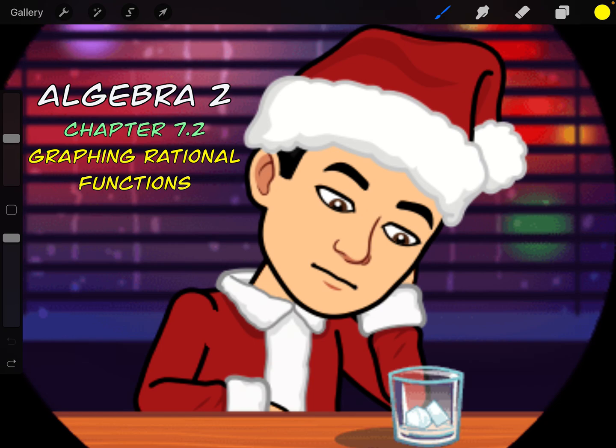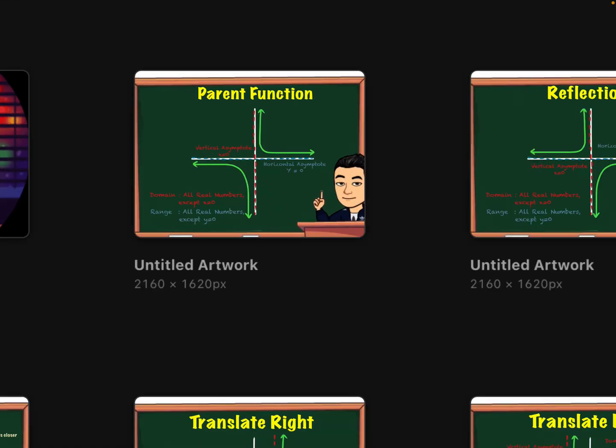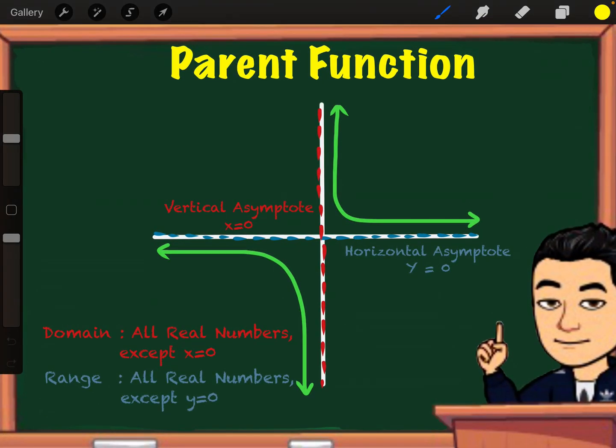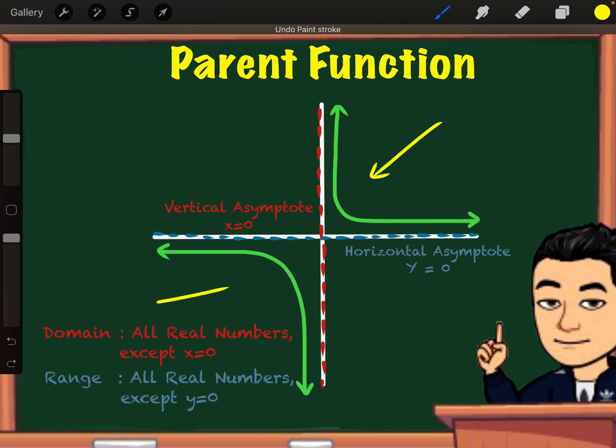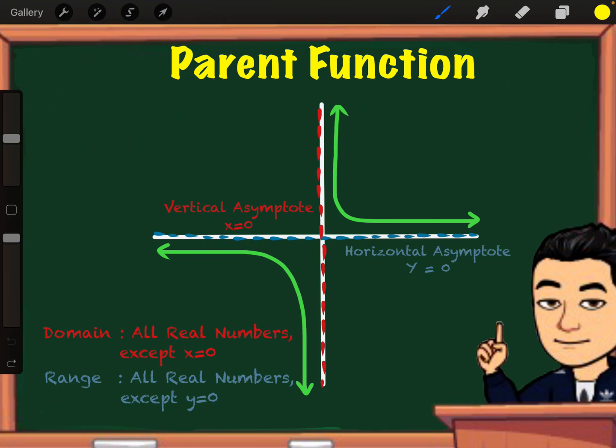All right, this is Algebra 2, Chapter 7.2, Graphing Rational Functions. So let's get started with some basic concepts. The parent function of rational functions looks like this. You've got one curve in quadrant 1, another curve in quadrant 3.